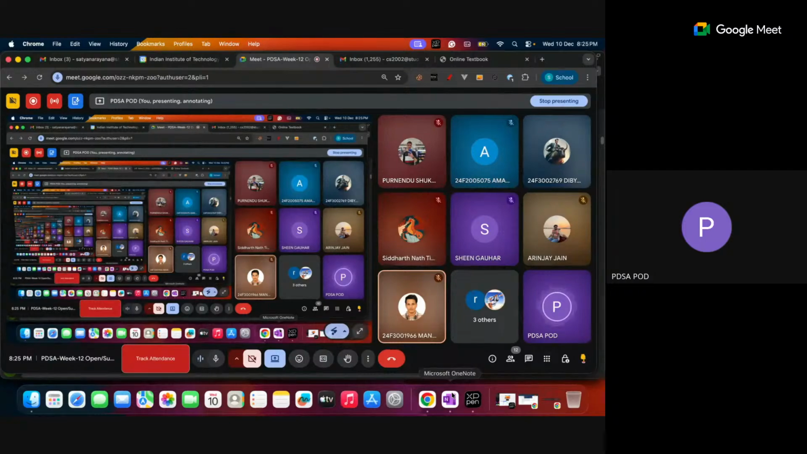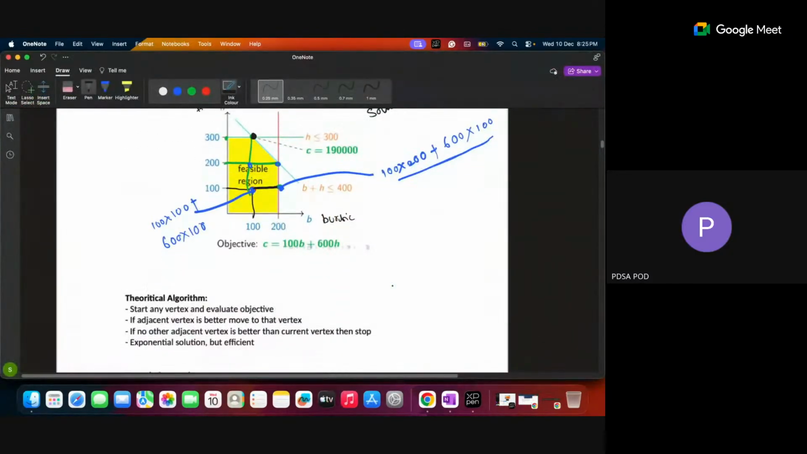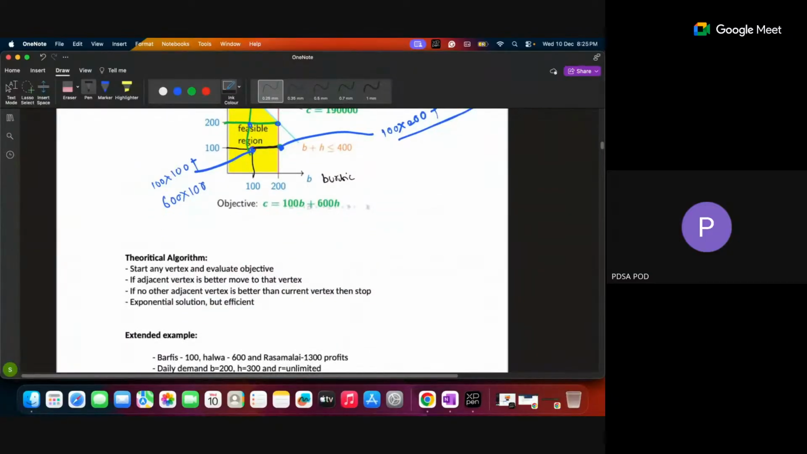But what happens is, whenever this particular linear programming is... let me go back. What is the summary? This is what I talked about manually: start with any vertex and evaluate the objective. Maybe you choose the 100 combination, or you might choose the 200 and 100 combination. If an adjacent vertex is better, move to that vertex. Whatever the current vertex is, if the next vertex gives a better value, we move to it. If no other adjacent vertex has a better value, we simply fix the current one.